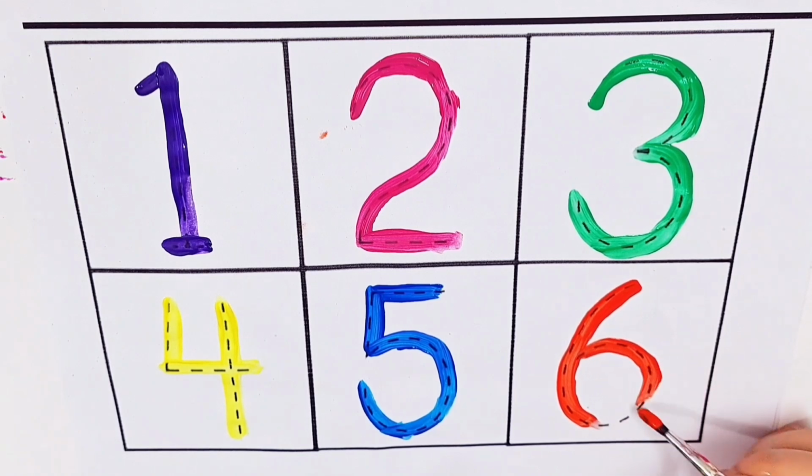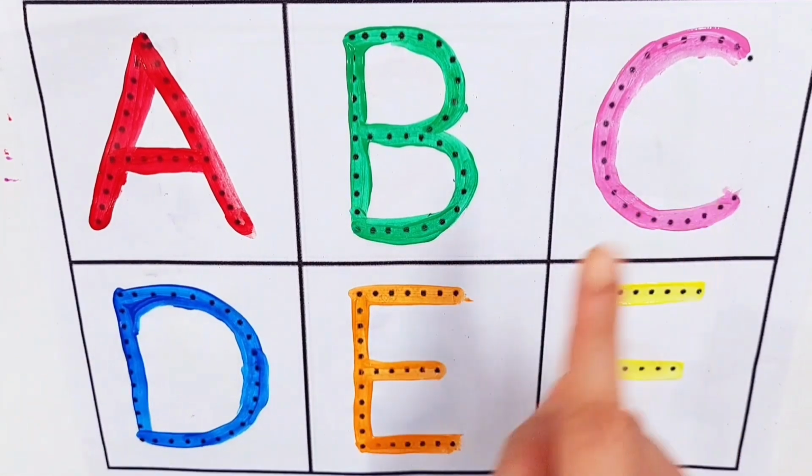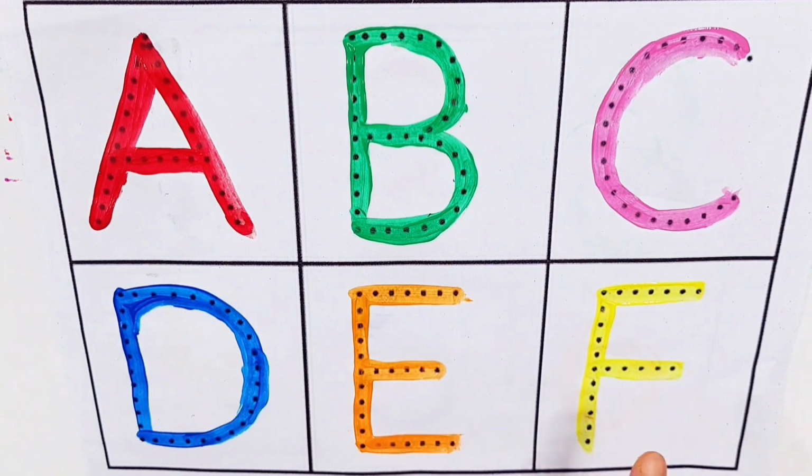ABCs. Next time, won't you sing with me? A, B, C, D, E, F.